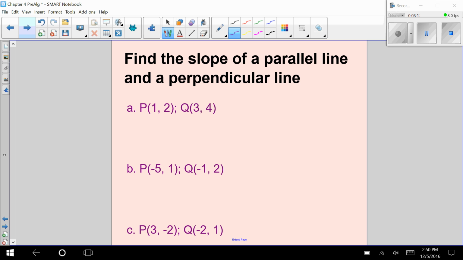All right, so now you're going to find the slope of a parallel line and a perpendicular line. Please realize you have to start by finding the slope of this line. Try this on your own.